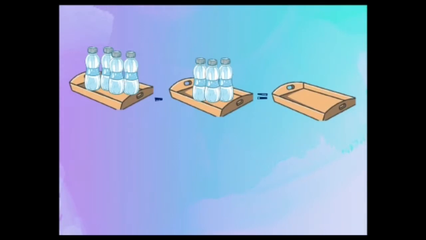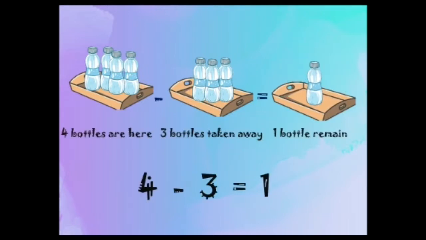So can you tell me now how many bottles are left with us? We can say we are left with 1 bottle. So here you can see 4 bottles are in tray number 1, 3 bottles taken away, so we have left with 1 bottle. That means 4 minus 3 equals 1.